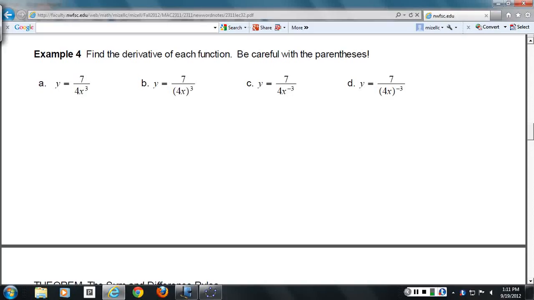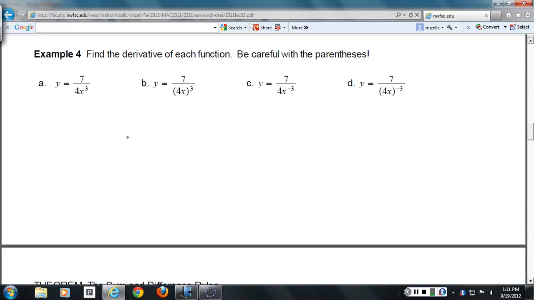Example 4 is all about the algebra. How can we best simplify these and get them to the point where we can actually take the derivative? So each of these we want to get it to the point where it's a constant times x raised to a power. If we write it as a constant times x raised to a power, then we can apply a combination of the power rule and the constant multiple rule, and we can find these derivatives.